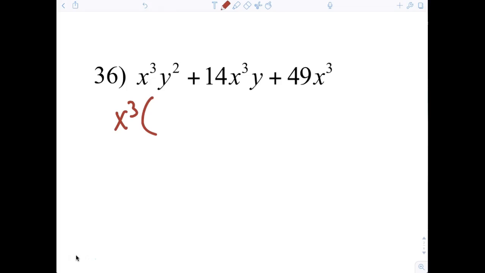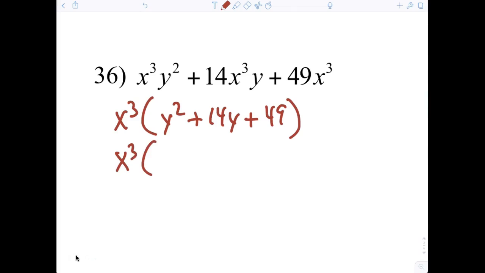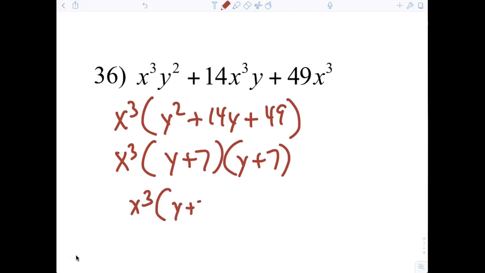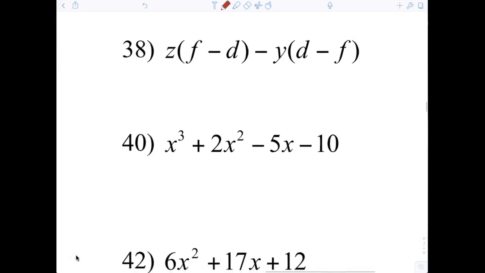Now, on this one, we're factoring out an x cubed. When we factor out the x cubed, we're left with y squared plus 14y plus 46. There we go. Then it's 3x and then y plus 7 and then y plus 7. So x cubed, y plus 7 squared. All right. Any questions? Anybody have any issues? No. Okay, here we go.